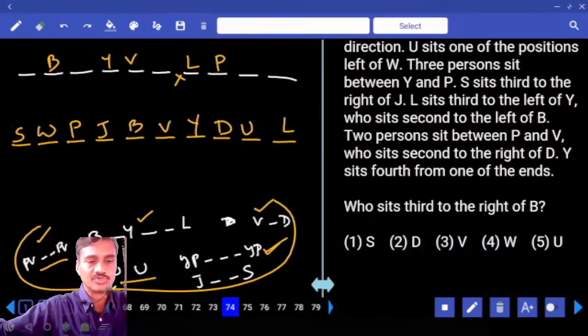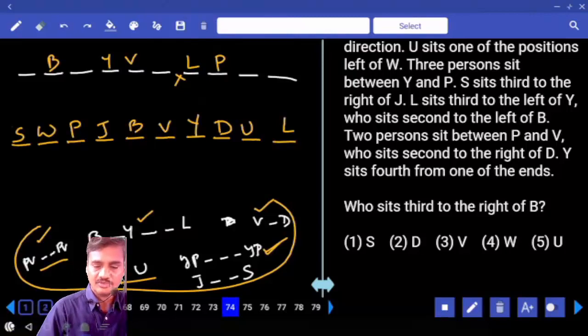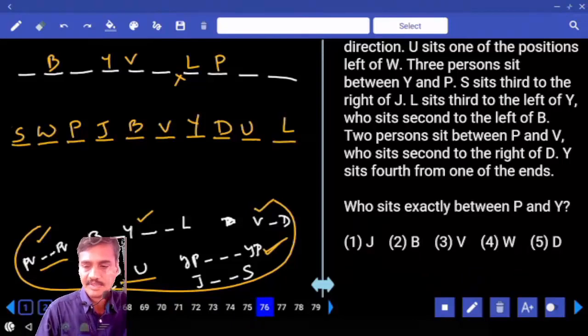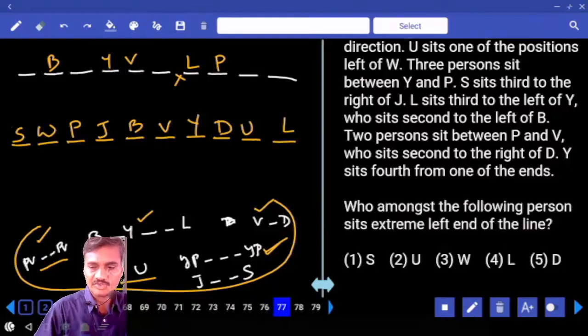Then who sits to the right of B? That is W, choice 4. And 75, which of the following pairs are immediate neighbors of D? Y and U, choice 3. And who sits exactly between P and Y? B, choice 2.